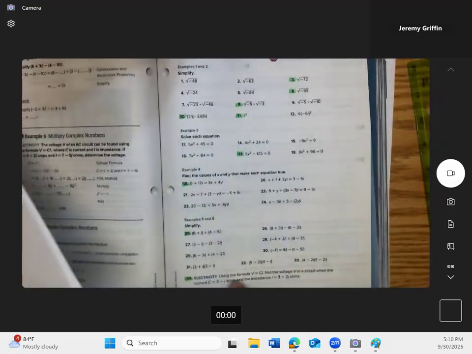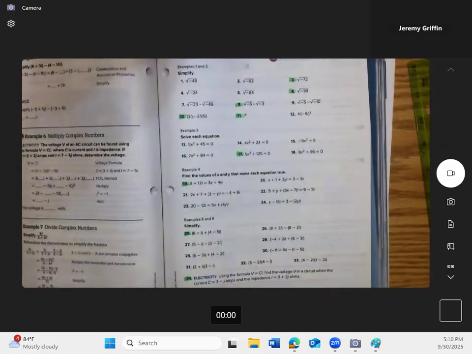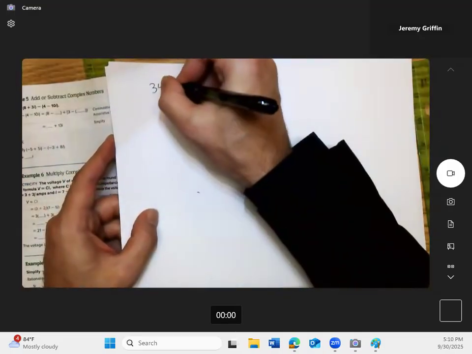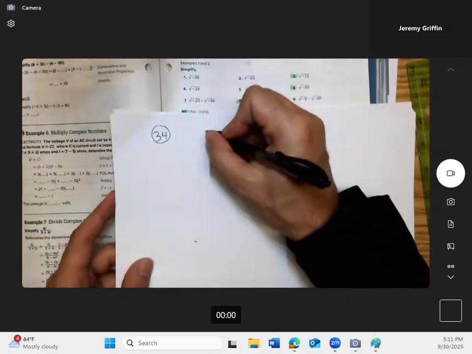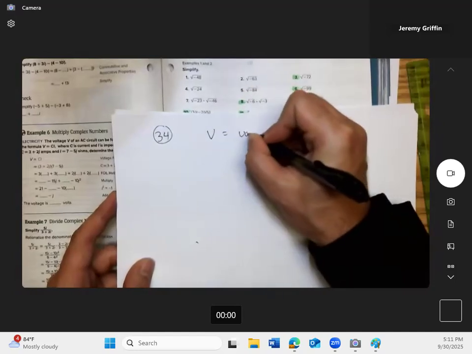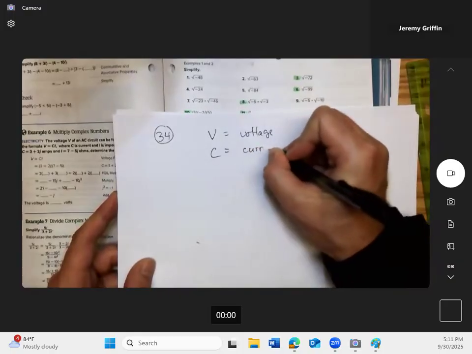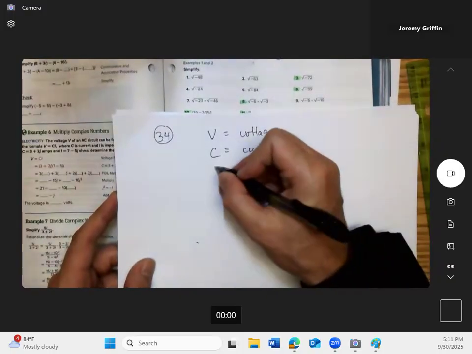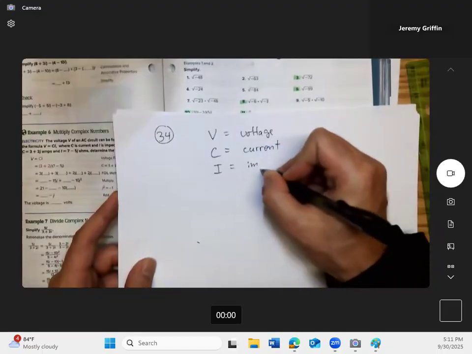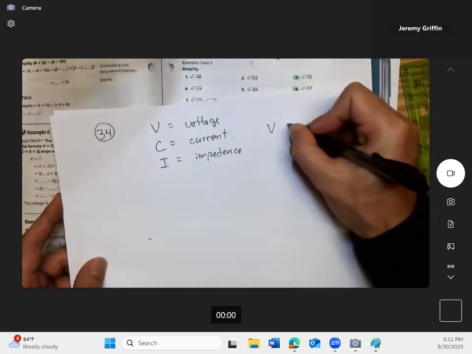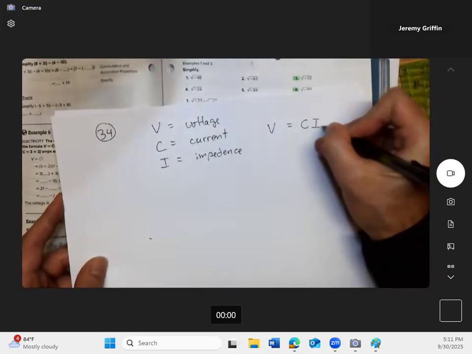Okay, next. 30. Oh, electricity. Electricity. Number 34. 34. Electricity. Okay. So use the formula. Remember, this is Ohm's law. So we're calling V voltage. C we're using for current in this book. If you're in my physics class, we use a different character. And I, they're calling it impedance. Right. And it's all connected by Ohm's law. V equals CI in this case. Right.